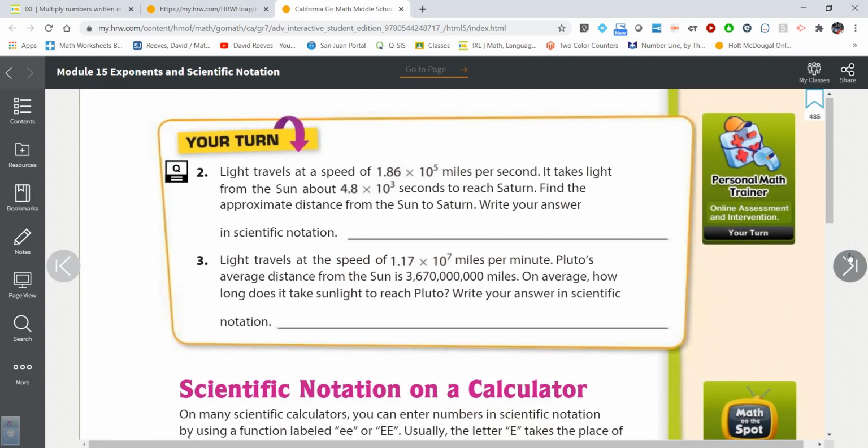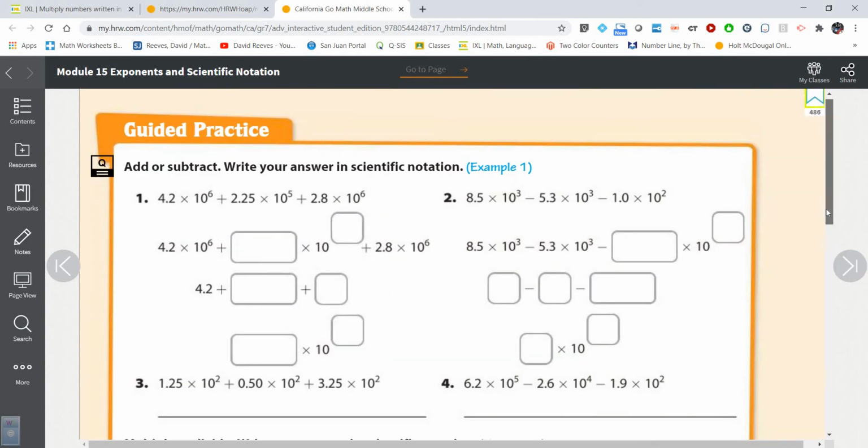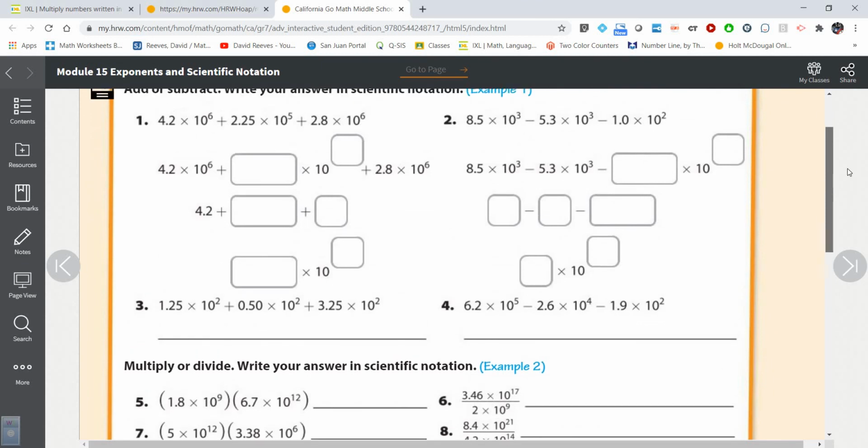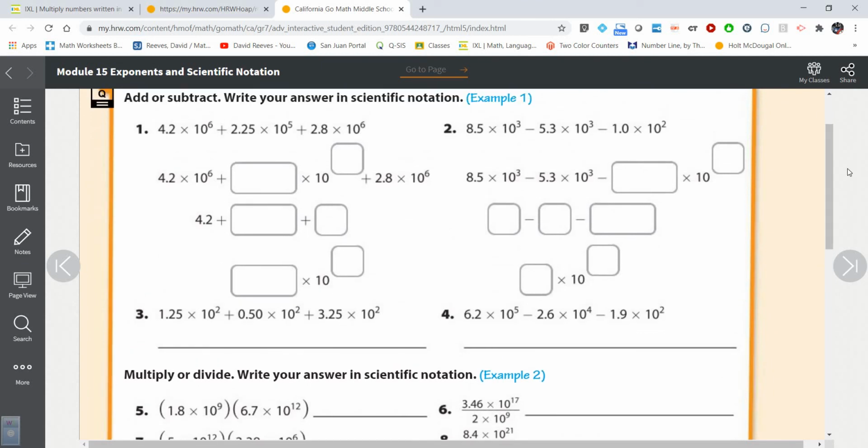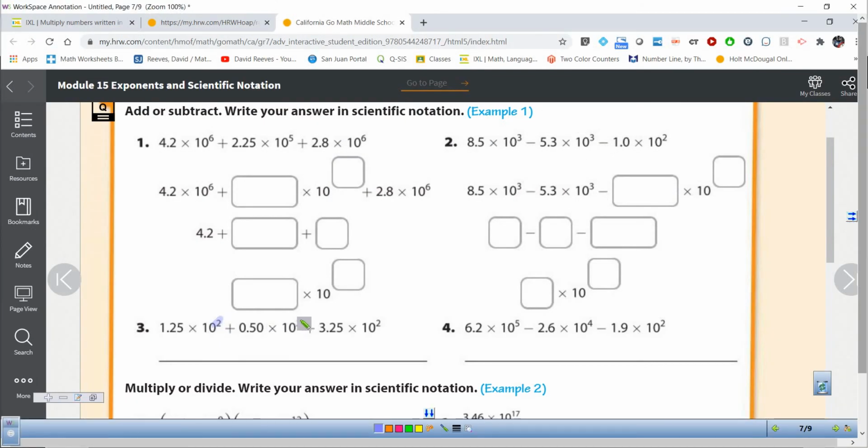All right, so let's go ahead and take a look now at these problems in the textbook. I'm going to start with this one down here, and the reason I'm starting with this one should be obvious. If it's not, let me make it obvious. These are the same. If the powers of 10 are the same, just like if the denominators are the same on fractions, we can simply add, in this case, the coefficients together.